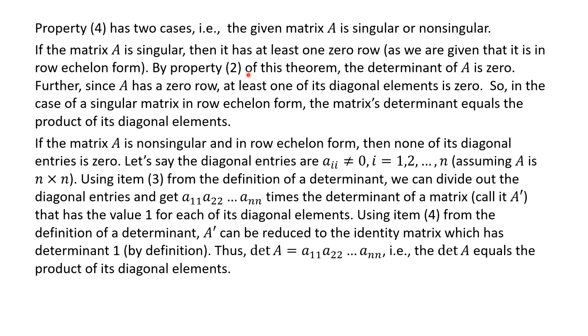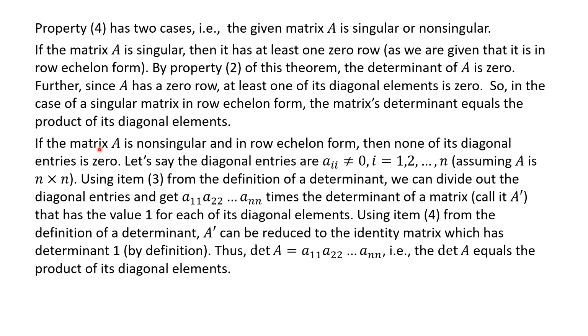By property 2 of this theorem, the determinant of A is 0, since it has a 0 row. Further, since A has a 0 row, at least one of the diagonal elements is 0. Clearly, when the 0 row crosses the diagonal, that element is 0. So in the case of a singular matrix in row echelon form, the matrix determinant equals the product of its diagonal elements.